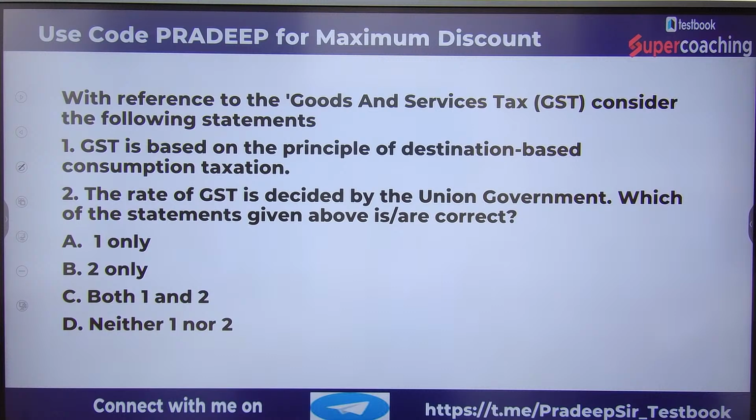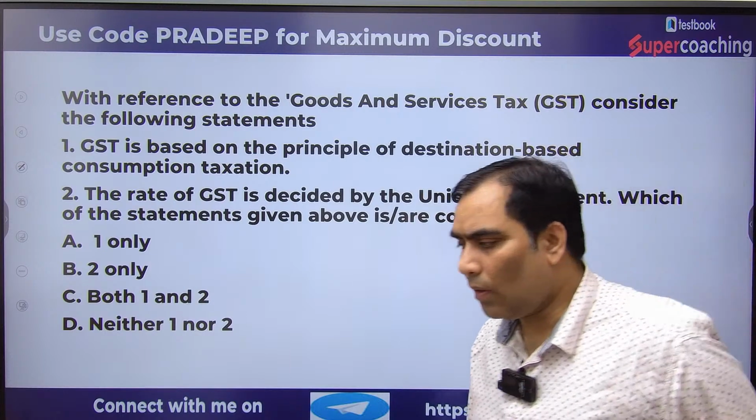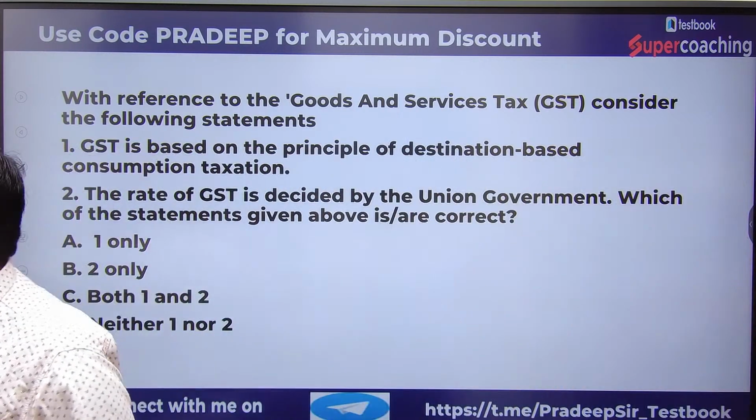Your answer should be A if only first statement is correct. B if only second statement is correct. C if both first and second are correct. D if neither one nor two is correct. So what is the right answer? Let me know.